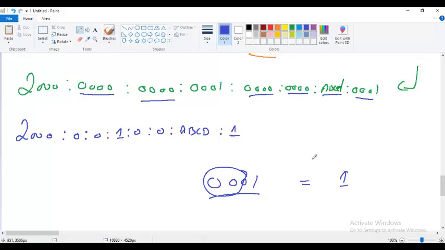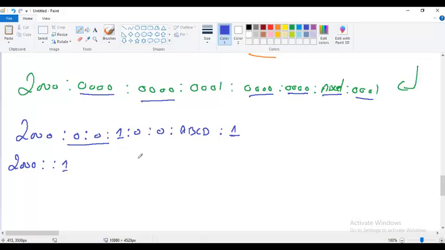How? Like this. 2000. You see, continuous zeros, no? You can just put colon, colon. You need not even put a single 0 inside. And then 1. But because you have already done it here, you cannot do it again. Only once you can do that.